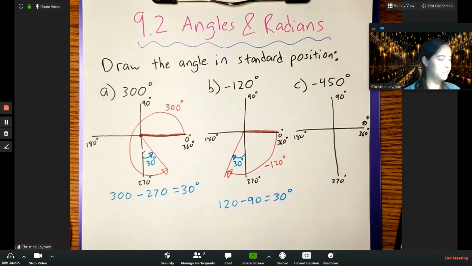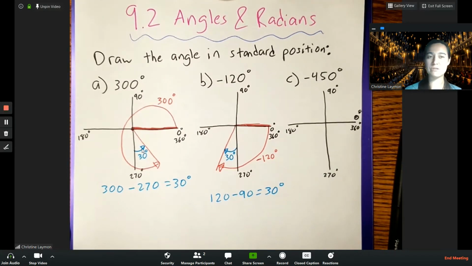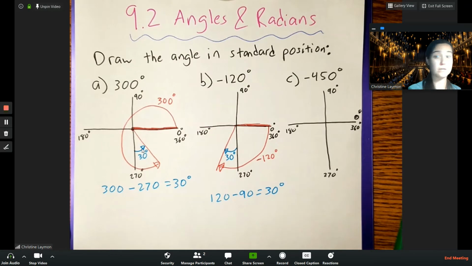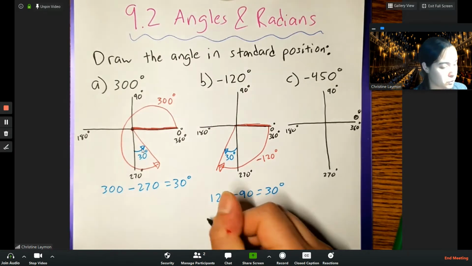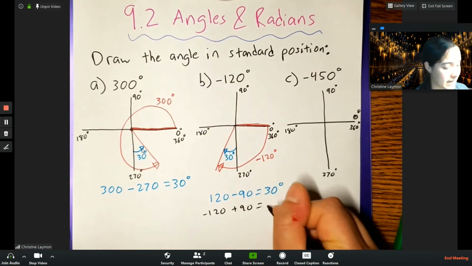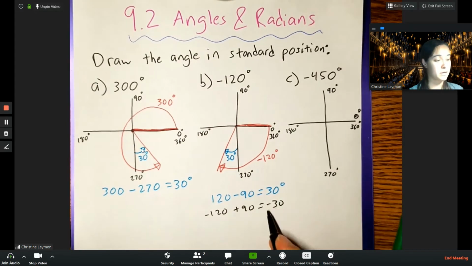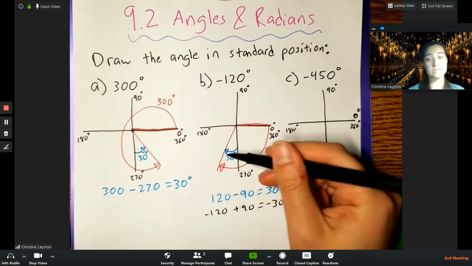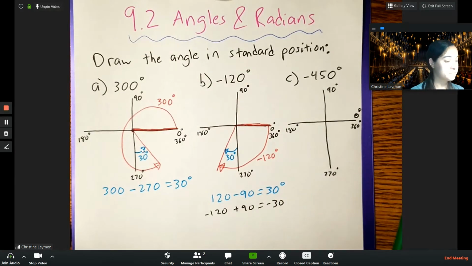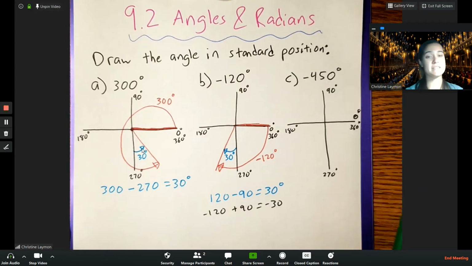So here's the way I recommend thinking about it. I'm going to do this one while still using the negative. So again, in this one, I said 120 minus 90. Let me write down below it the other way you could have done it. You could have said negative 120 plus 90 to get negative 30, which again would tell you that you kept going clockwise 30 degrees. I'm going to use that method for this one over here. And that's because I really want you to see what's happening with the negative 450.